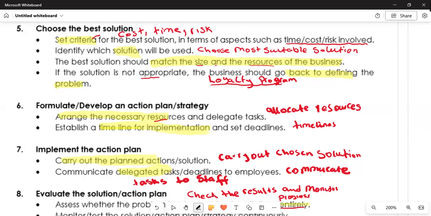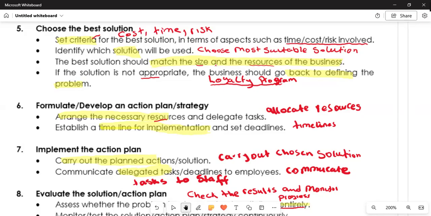So this is where we carry out the chosen solution. Communicate delegated tasks and deadlines to employees. So you communicate tasks to staff. The example can be that the loyalty program goes live now, because we chose the loyalty program. Staff explain the benefits to customers at the checkout. So that is that.